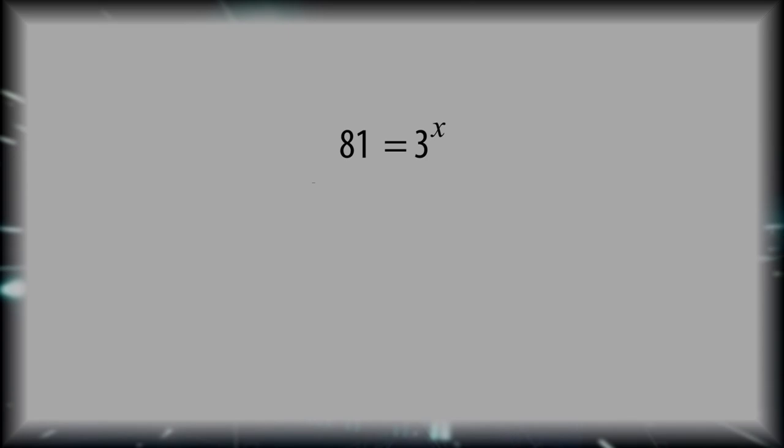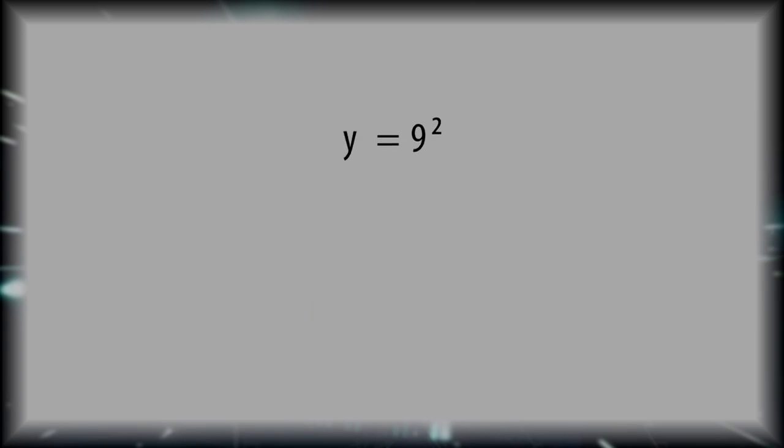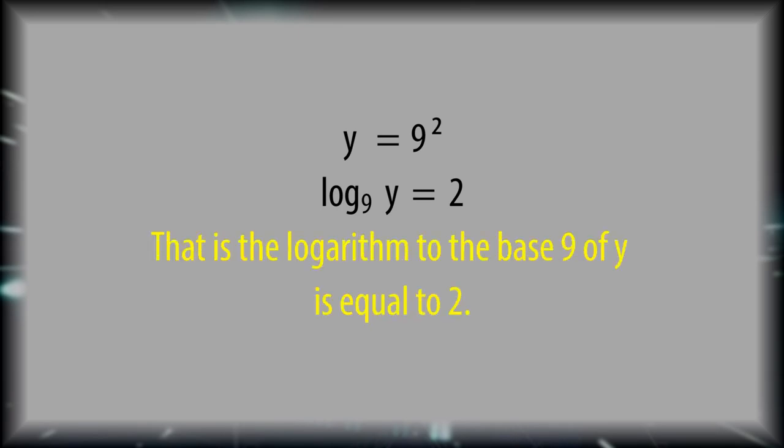Again, 81 is equal to 3 raised to the power x. We want to write that in log form. So we write log, our base should be 3. So log base 3 of the number, which is 81, is equal to the exponent, which is x. So log base 3 of 81 is equal to x. Once again, y is equal to 9 raised to the power 2. If you want to change that to log form, you write log base 9 of y, and it should be equal to 2. So log to the base 9 of y is equal to 2.